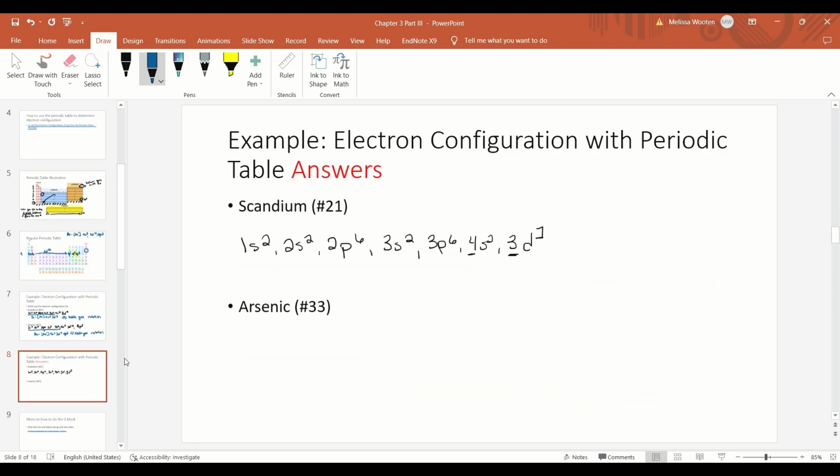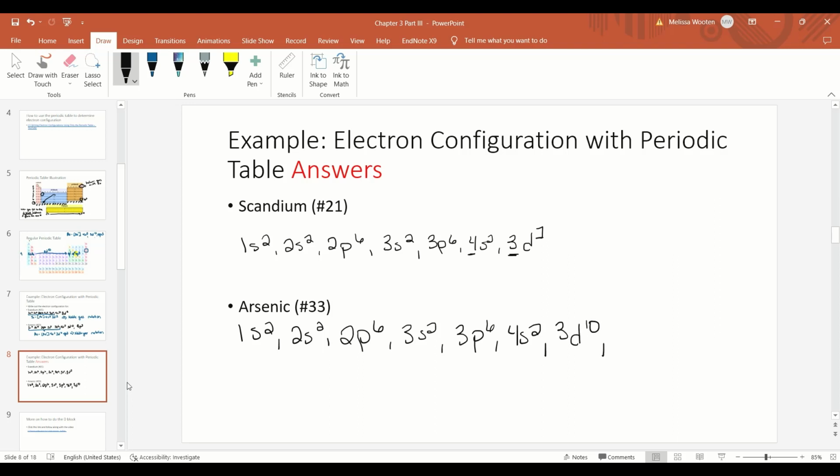Arsenic, I'm going to do the noble gas notation for this one. Arsenic is going to be, well, I'll write them both out. You're going to have 1s2 all the way up to 3p3, so it's going to be 1s2, 2s2, and writing them out's redundant, but it really helps you to review that pattern. 2p6, 3s2, 3p6, 4s2, 3d10, and then you're going to have 4p3.